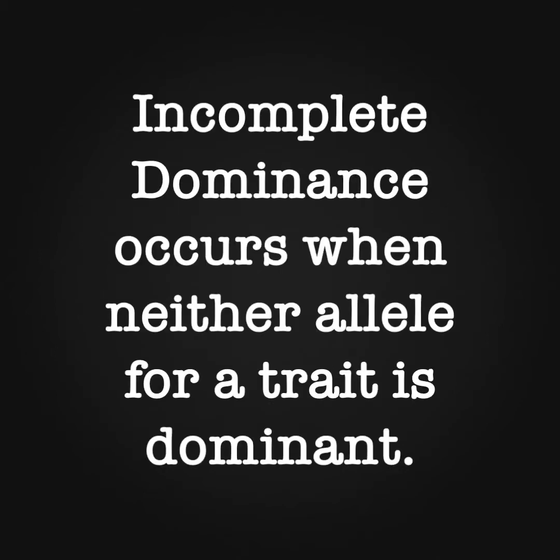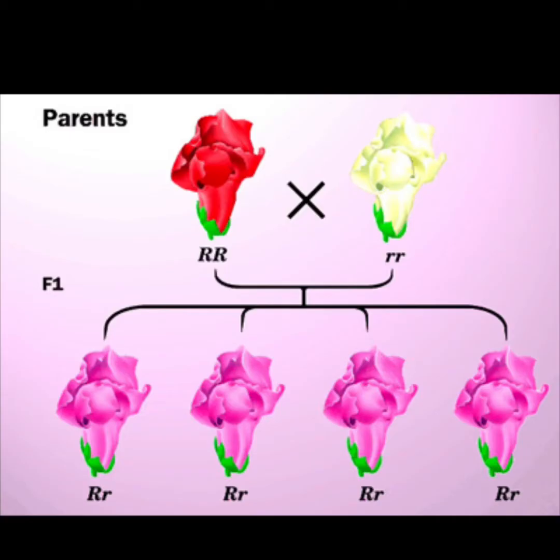Incomplete dominance occurs when neither allele for a trait is dominant over the other. You could say that both traits, in a way, are recessive. In snapdragons, for flower color, there are two alleles, a red allele and a white allele, but neither allele is completely dominant over the other.